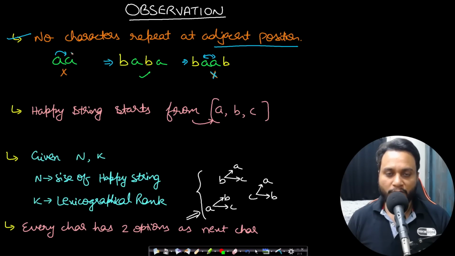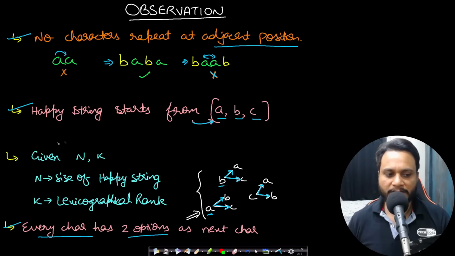Based on this, if you want to build a string, then if you start from a character, every character has two options. If you start building a string from A, then the next character can either be B or C. If you start from B, the next character can either be A or C, and same for C, the next character can be A or B. So we can actually try to build all the happy strings of a given length, and that is what we will be doing here. Now the happy string starts from A, B, C as the seed string.